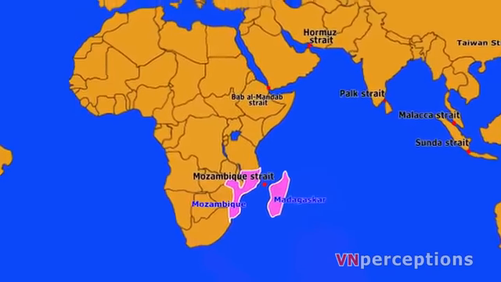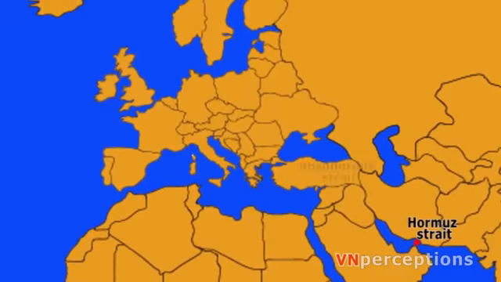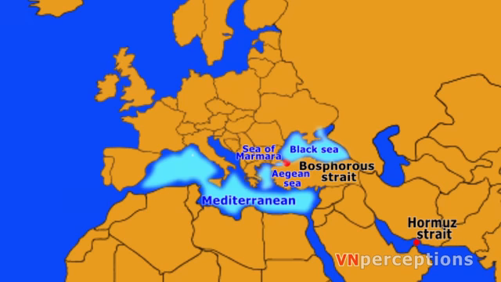Let us have a look at the straits that lie around the Mediterranean Sea. The first one is Bosporus Strait. Well, it is a natural strait connecting the Black Sea to the Sea of Marmara, which in turn is connected to the Aegean Sea and then the Mediterranean Sea. So, it provides a passage from the Black Sea to the strategically important Mediterranean Sea. It is also the world's narrowest navigable strait.